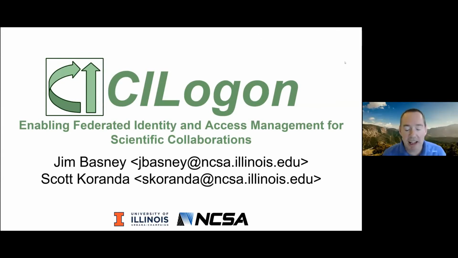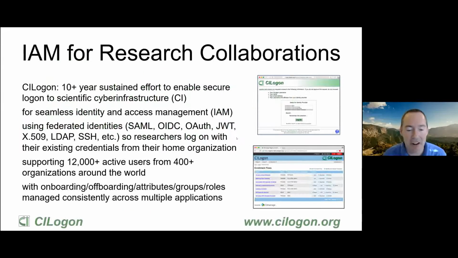CILogon is a project out of the National Center for Supercomputing Applications at the University of Illinois, where Scott and I both work. And it's a project focused on enabling federated identity and access management for collaborations. Scott mentioned we work a lot with scientific collaborations, but exciting today to also talk about humanities collaborations. So I think we can serve collaborations of different type.